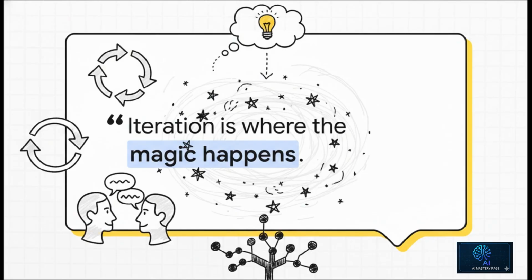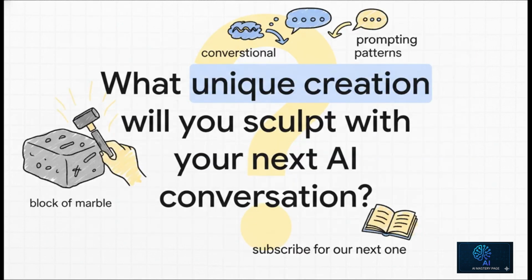If you take only one thing away from this whole explainer, I want it to be this. The real power, the true creativity, and all the unique value in using AI, it comes from iteration. It's not about getting that first prompt perfect. It's all about the conversation that follows. That's where the magic happens. So remember, that first draft is just a block of marble. You're the sculptor.